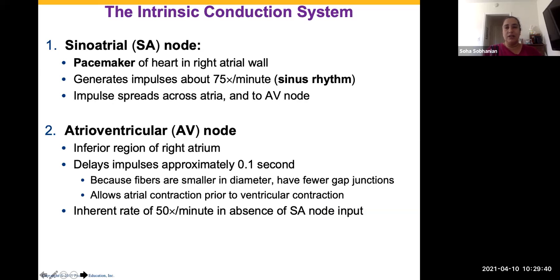The next thing I want to talk to you guys about is the conduction system of the heart. So what does that exactly mean? If you guys remember when we talked about the muscular system, we said that the ability of me to contract my skeletal muscle is because I have a nerve impulse from my brain going to my muscle and telling that muscle you need to contract.